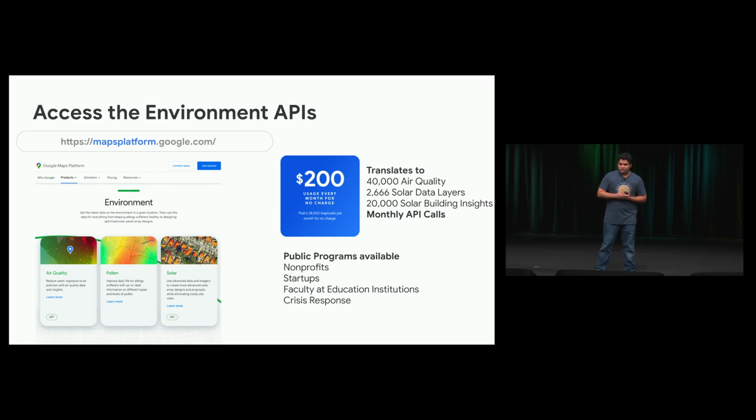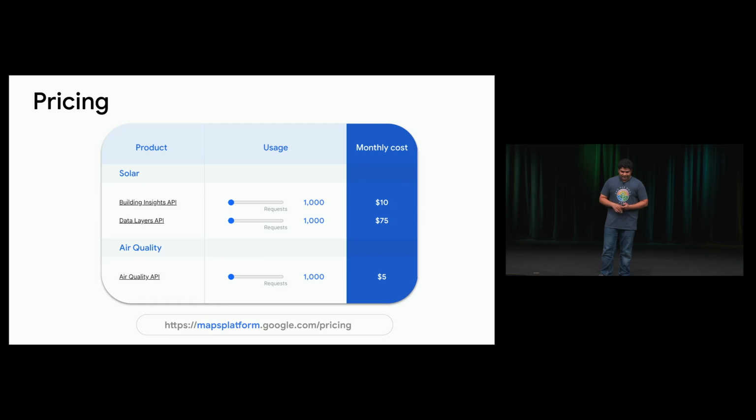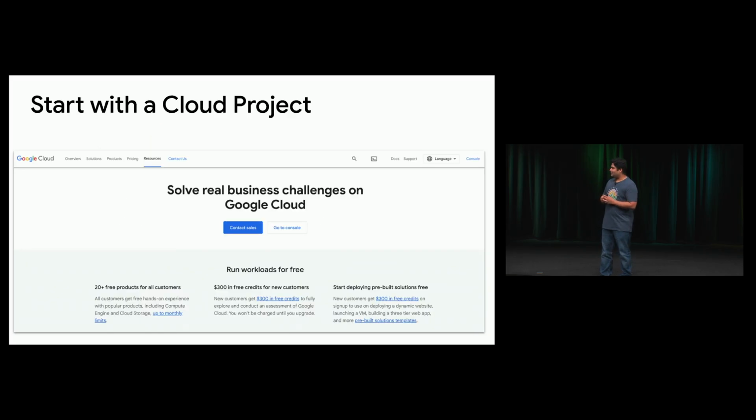So anybody who's using it for testing purposes, you have $200 worth of free credit. There are special programs for nonprofits, startups, educational institutions, and crisis responses. And we just roughly did the math for how many API calls you can make for the $200 worth of free monthly credit that you have. And then we also have a calculator on the site. So if you have a rough indication of how much you would be requiring, you'll be able to use the calculator to try to figure out how much that's going to look like. And with that, I'm handing it over back to Agave.